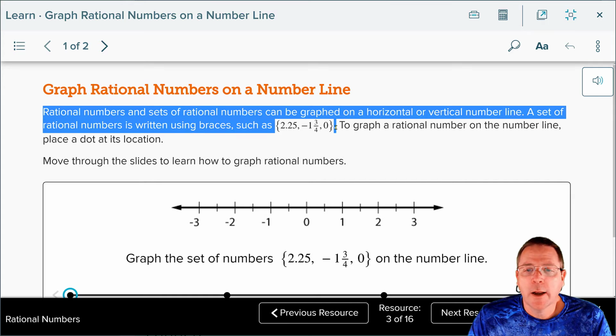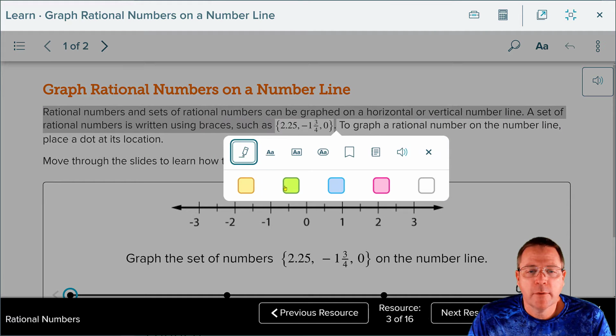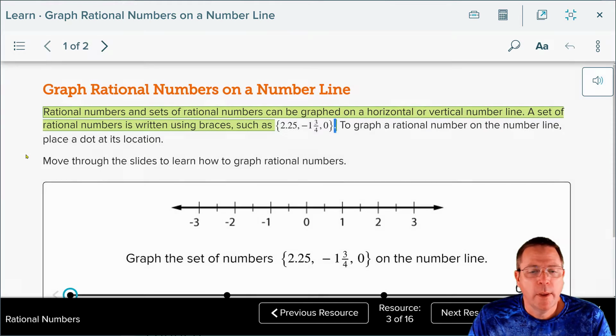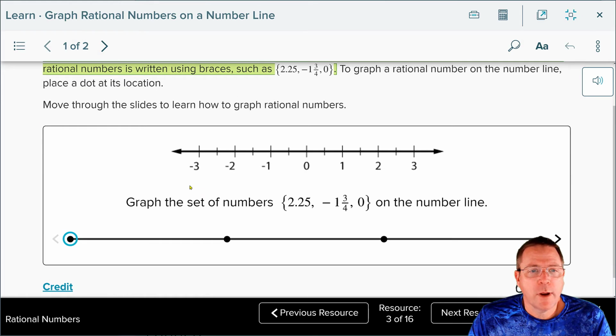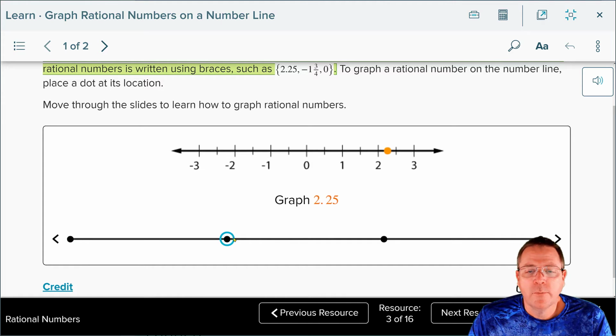So we're going to highlight this part of it because that's the important explanation of the problem, and then we're going to graph the rational numbers. So let's see, we've got to graph positive 2.5, negative 1 3/4, and 0. So positive 2.5, that's going to be right there at 2.5. Next, they added the negative 1 3/4.